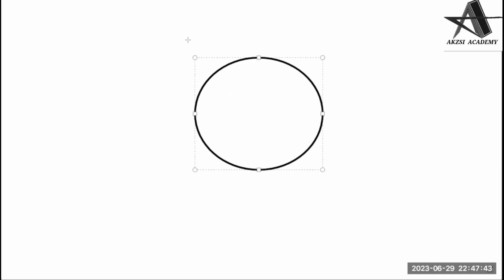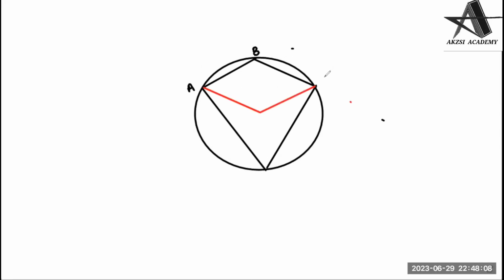So suppose this is a quadrilateral. Let me name it A, B, C, D, and O is the center of the circle. ABCD is a quadrilateral. I have just joined A and C to the center of the circle. Let me say that this angle is X and this angle is Y. So angle ABC is X degrees, whereas angle ADC is Y degrees.